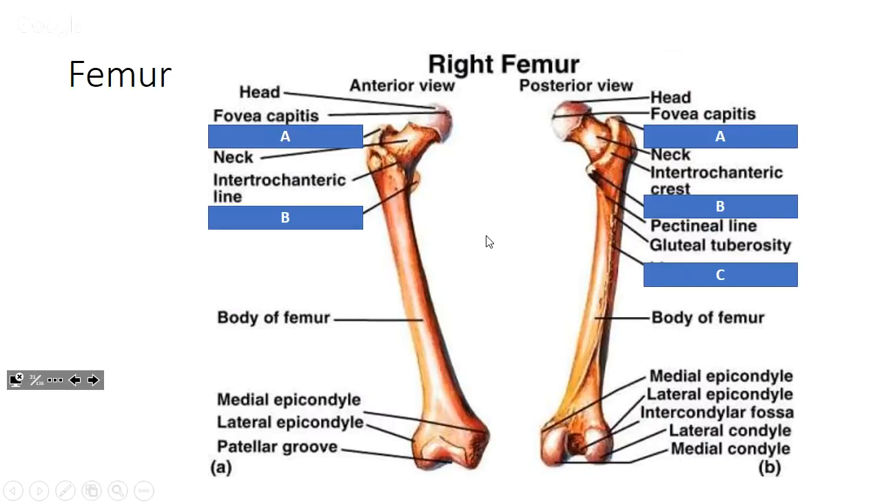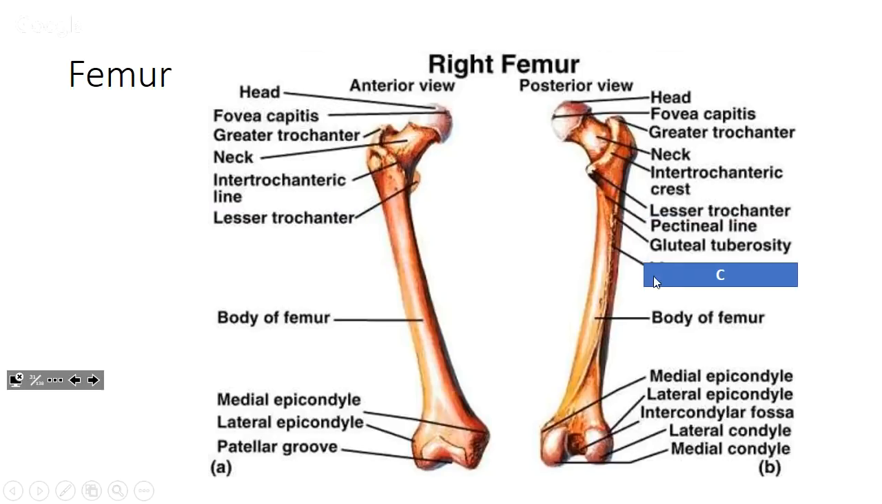Okay, key parts of the femur. What's A? So A is pointing to that. It's the greater trochanter, yeah. And B, if that's the greater, that's the lesser, that's right. And then C, so this is what we call, so it's a certain line that muscle attaches to, so it's the linea aspera. Yeah.